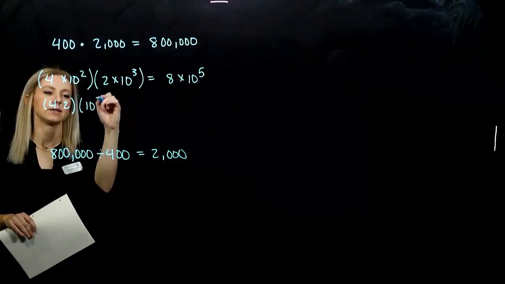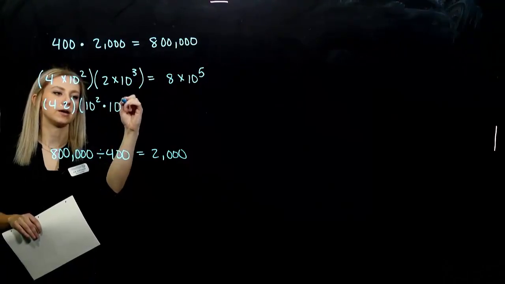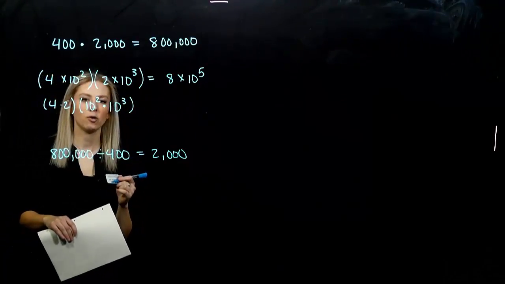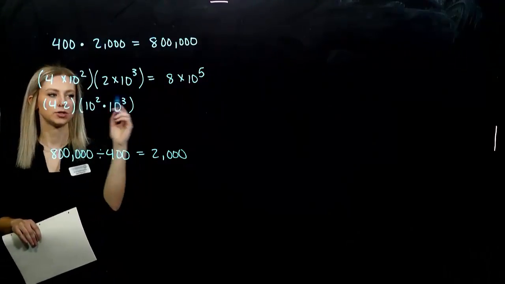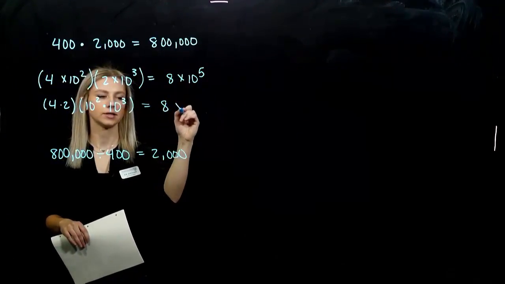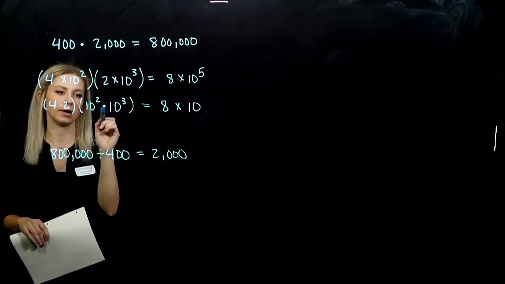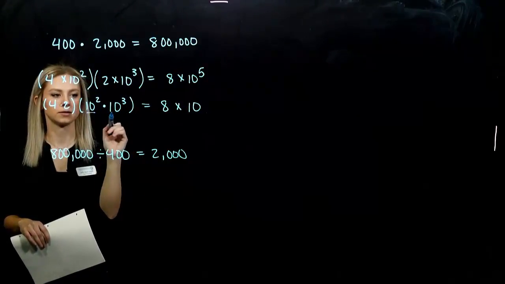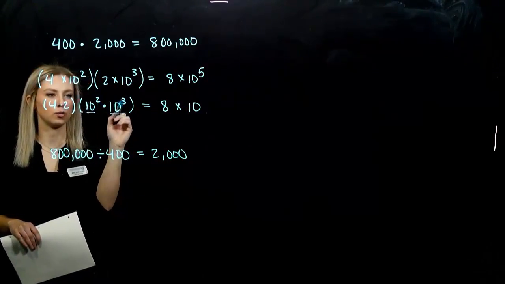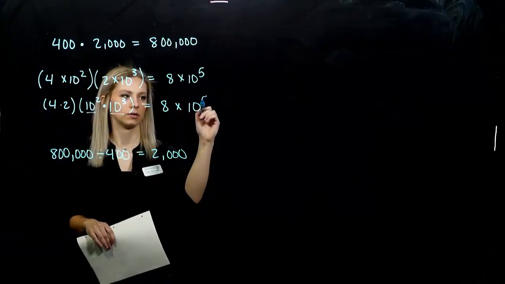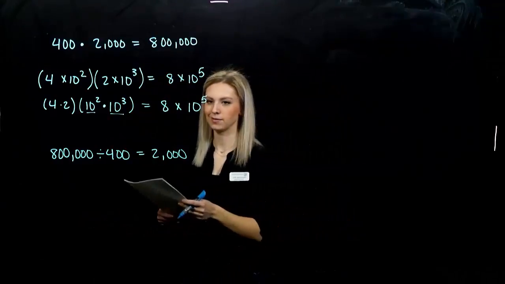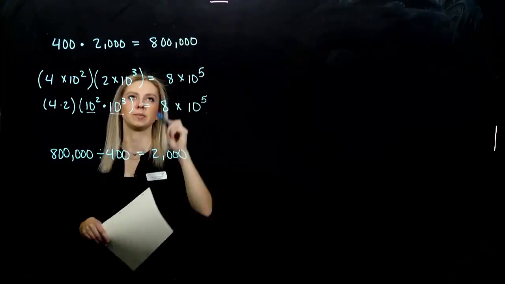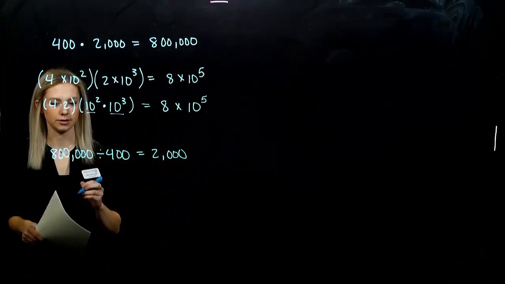And if I'm looking at 10 squared and multiplying it by 10 cubed, how many do I have all together? What am I looking at? So 4 times 2 will give me 8 times 10 to what power? When I have the same base and it's being multiplied, I do what with those exponents? I add them. Did we get the same if we went through the scientific notation? Yep, turns out to be that 800,000.